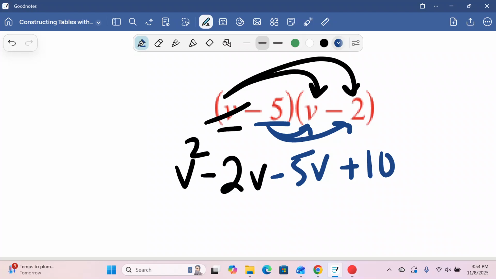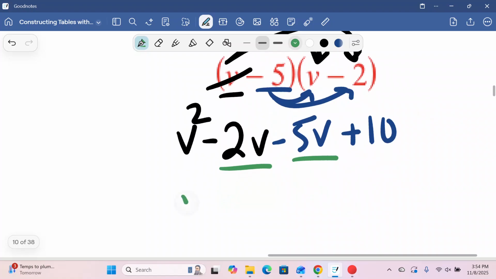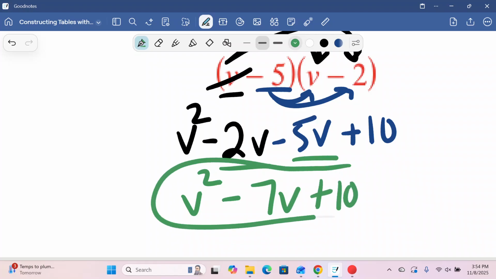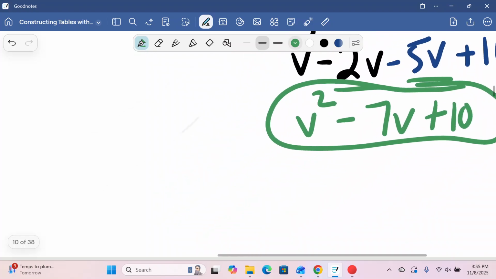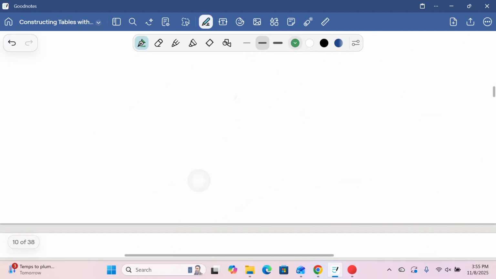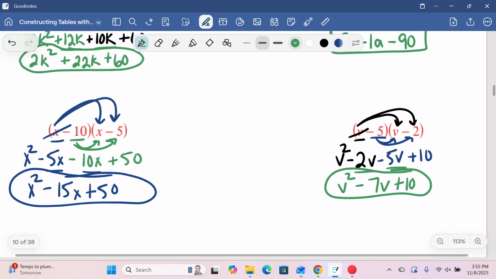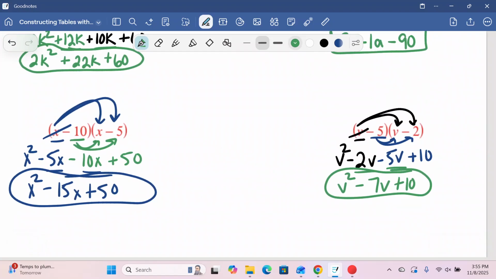The last step I'm going to do is combine like terms. I have the negative 2v and I have a negative 5v. I'm going to go ahead and add those, so that gives me v squared minus 7v plus 10. And that is my simplified form. So that pretty much gives us an overview of our FOIL method. Once again, I hope everyone has learned a little bit about the FOIL method.